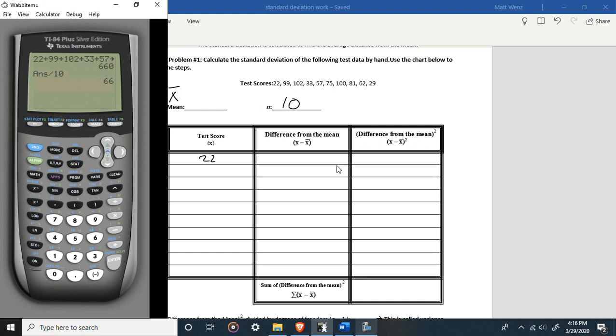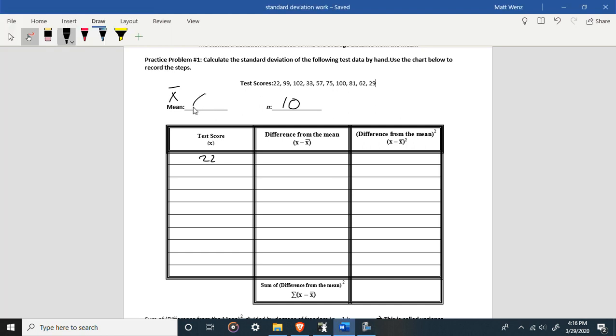If you're going to do those all as one step, remember what I was telling you beforehand. Make sure these numbers are inside parentheses, and then you divide. Okay, so what we're going to do is fill out this chart. The first thing we're going to say is what were the test scores. So we had a 22.